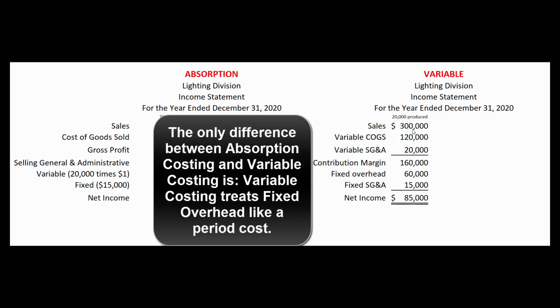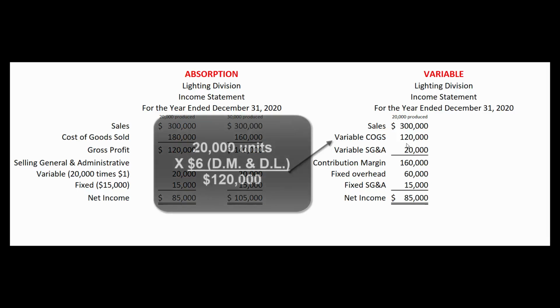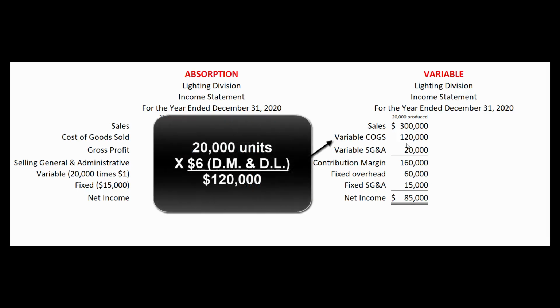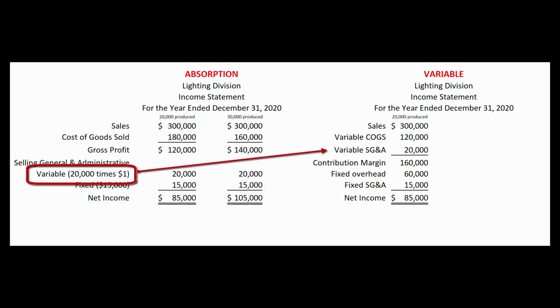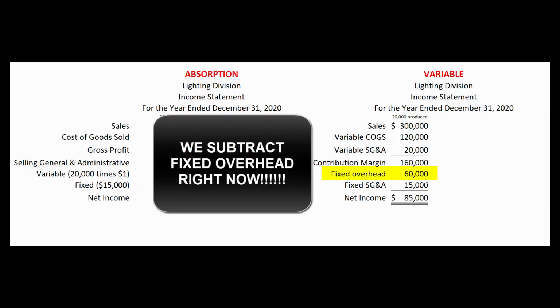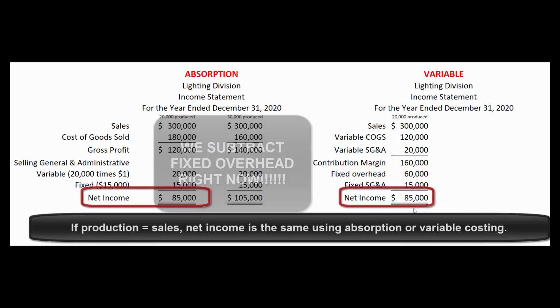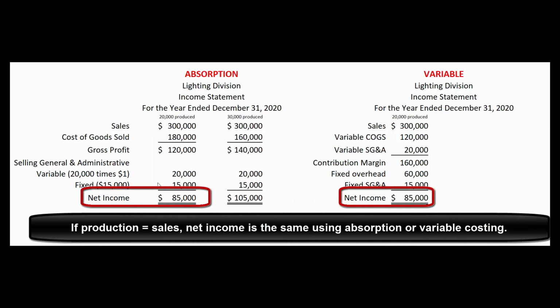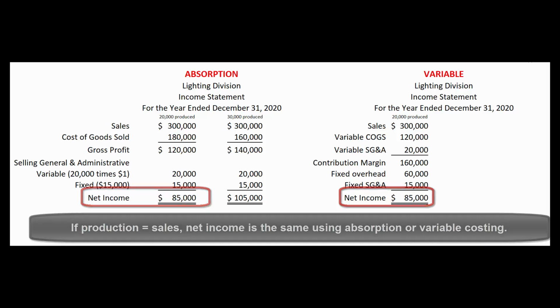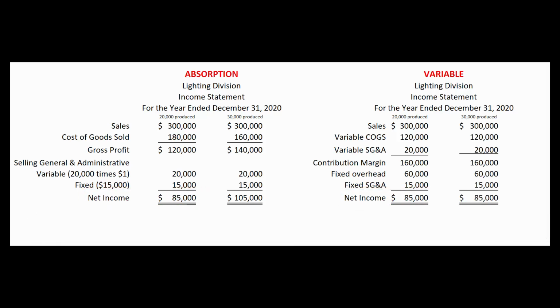So our sales are still the same. Our variable cost of goods sold is $120,000. In other words, that's the $6 per unit of materials and labor. Our variable SG&A is $20,000. That's 20,000 times $1, and that gives us contribution margin of $160,000. Our fixed overhead is $60,000, so we subtract it right away. Our fixed SG&A is $15,000, and so we have net income of $85,000. So if our production equals our sales, the net income under the absorption method is the same as the income under the variable method. So now let's use variable costing.